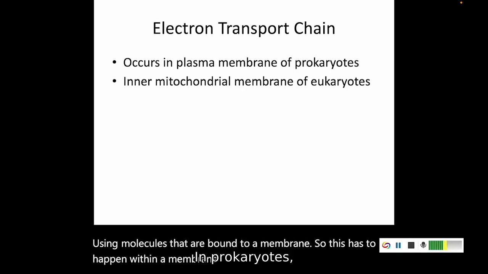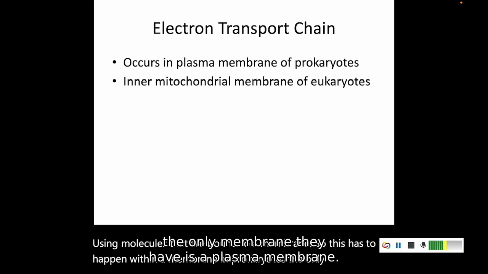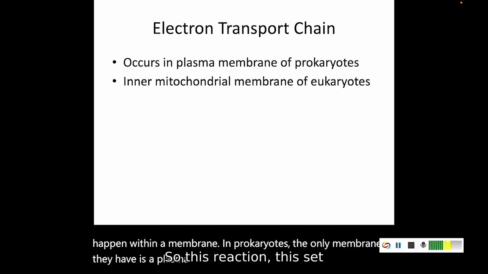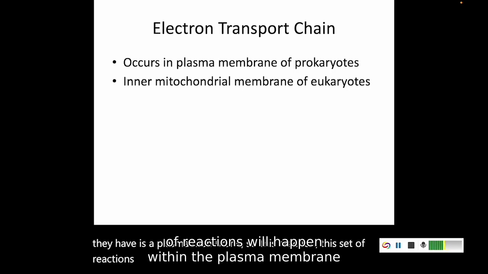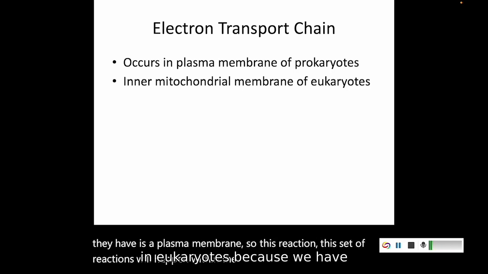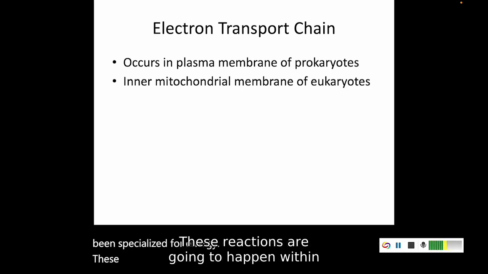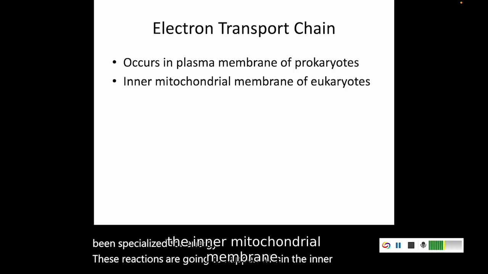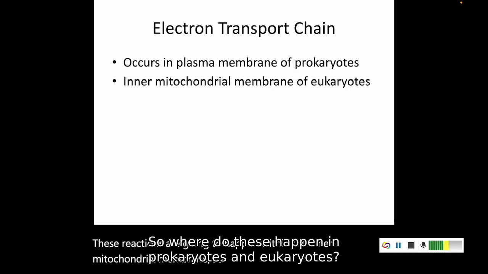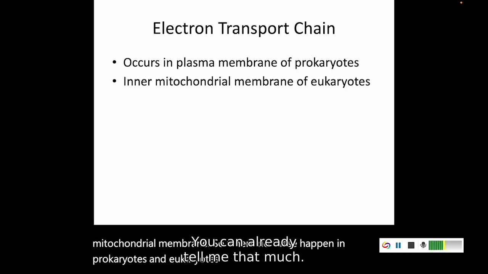In prokaryotes, the only membrane they have is a plasma membrane. So this set of reactions will happen within the plasma membrane. In eukaryotes, because we have mitochondria that have now been specialized for energy, these reactions are going to happen within the inner mitochondrial membrane. So where do these happen in prokaryotes and eukaryotes? You can already tell me that much.